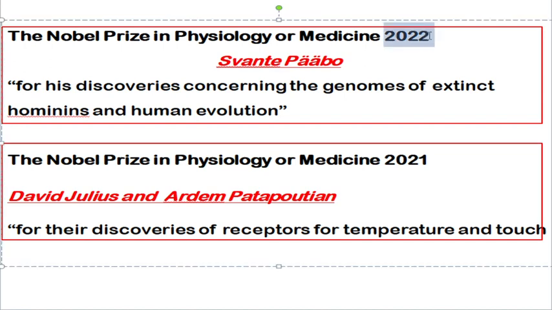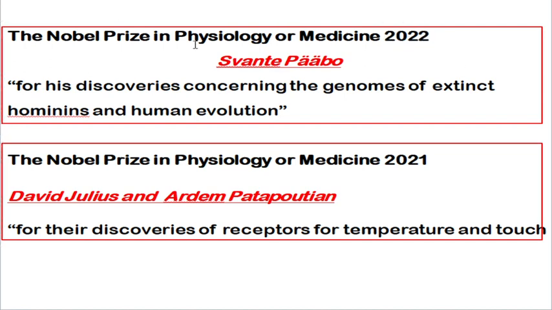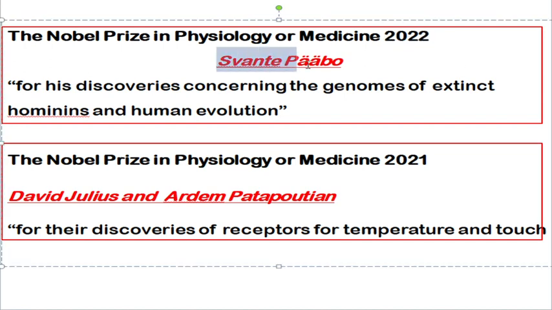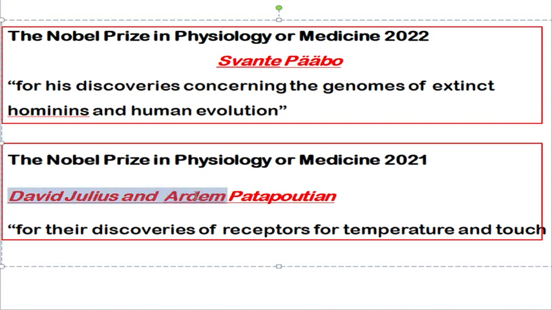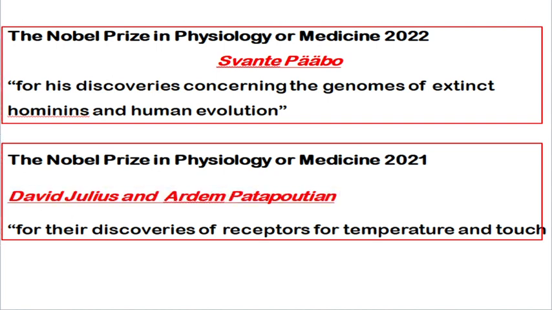Whereas for the last academic year, the Nobel Prize in Physiology or Medicine was given to this particular person for discovering the genomes of extinct hominins and human evolution. And regarding the preceding year, the Nobel Prize in Physiology or Medicine for 2021 was awarded to David and Ardem. Both were awarded for discovering receptors for temperature and touch.